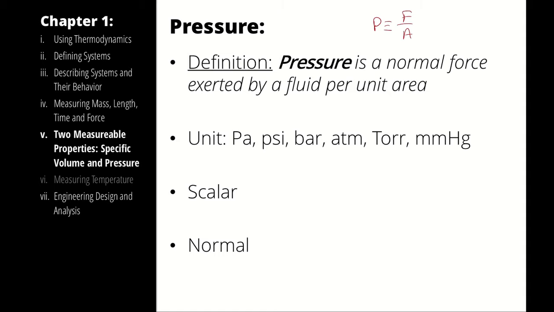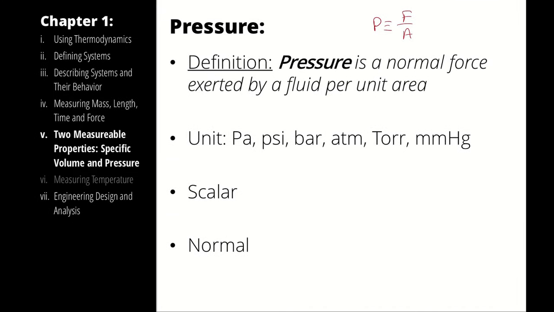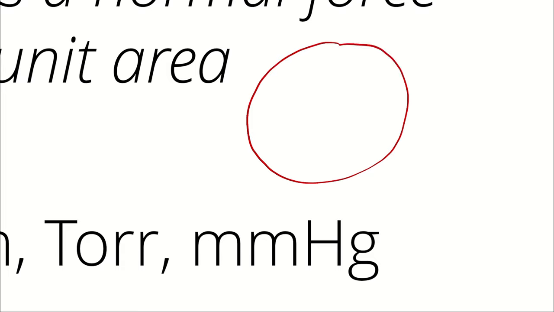The fact that the force exerted by a pressure is normal to the surface to which that pressure is applied means that if we were considering, say, the pressure inside of a vessel, the force exerted by that pressure is always normal or orthogonal to the surface to which the pressure is applied.